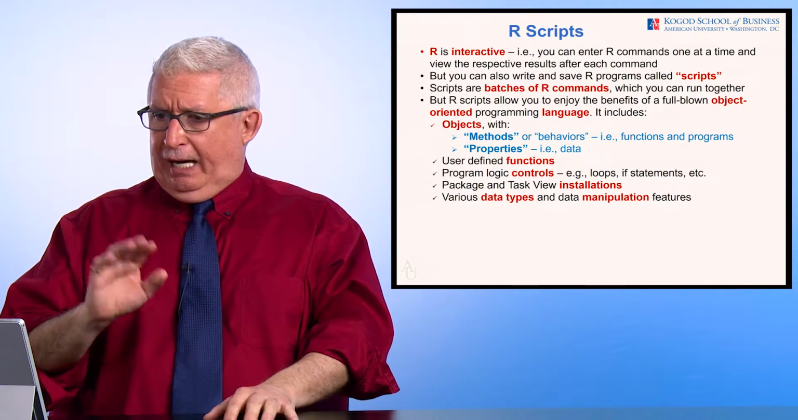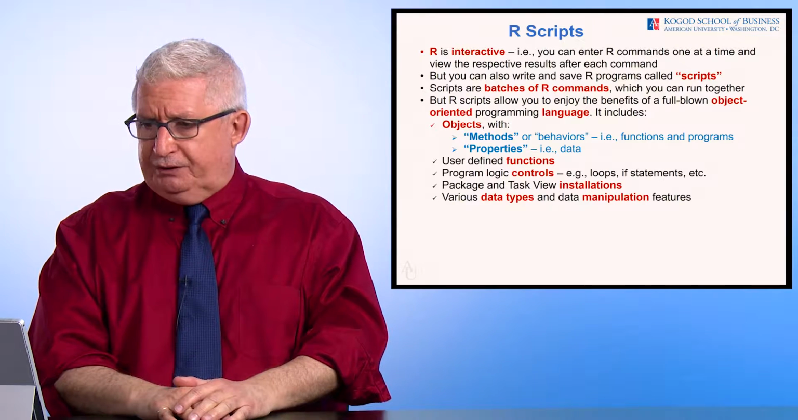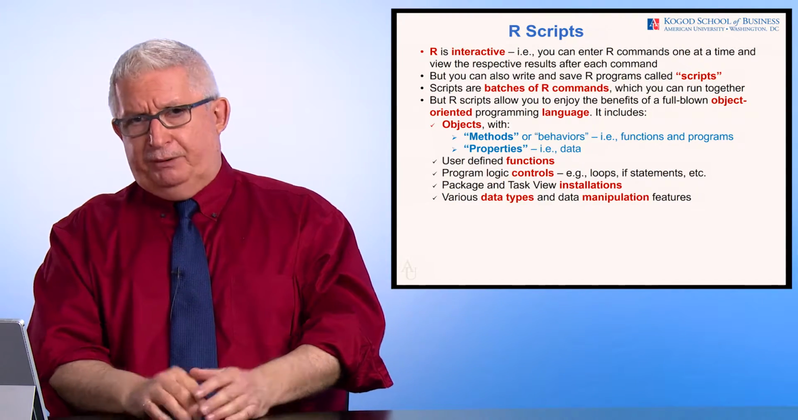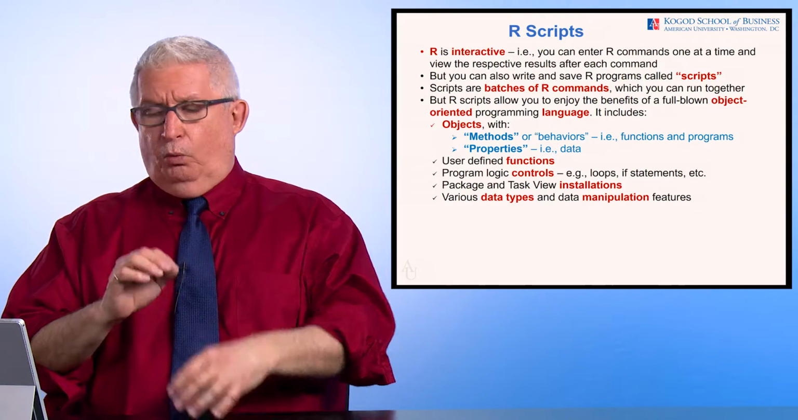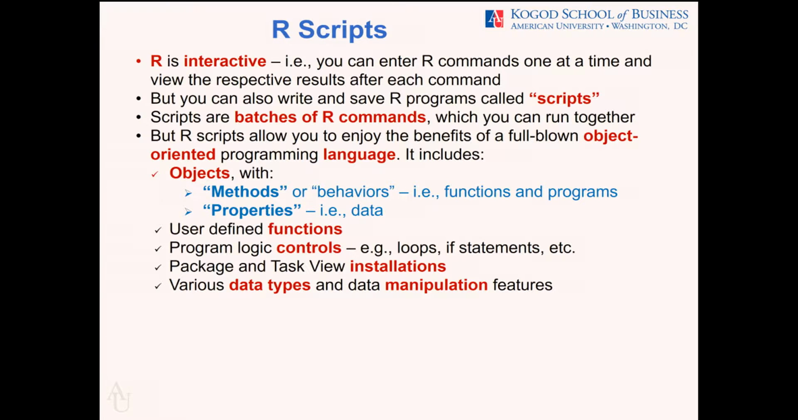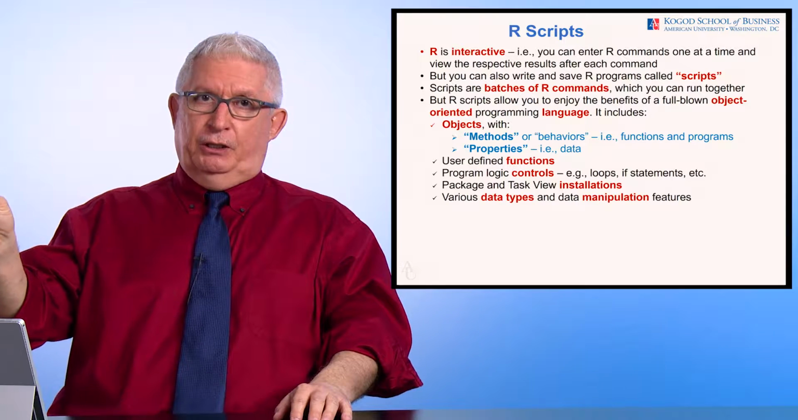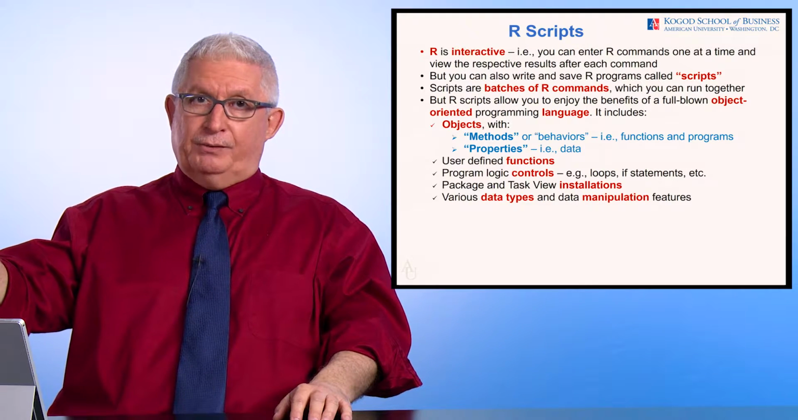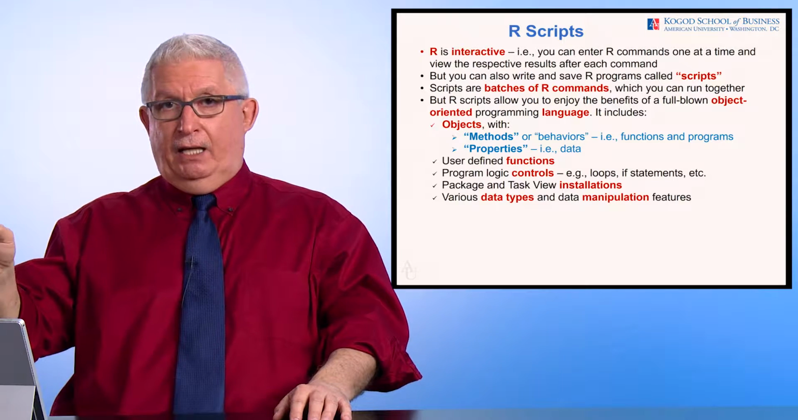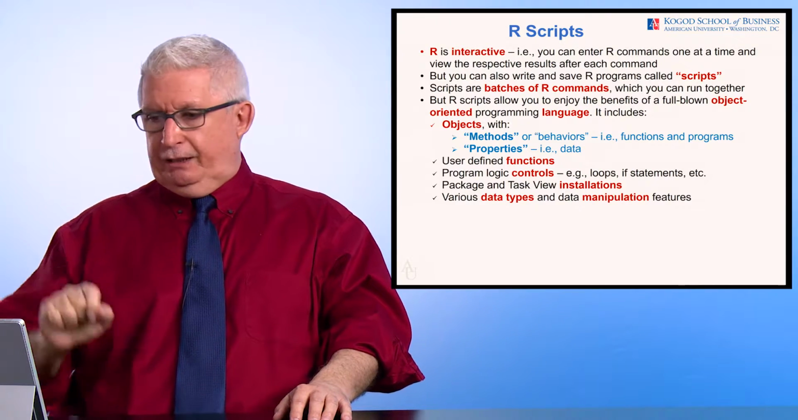R is an object-oriented language, as I was explaining before. An R script is a batch of commands, and what you do when you work with R is you work with objects. Objects have methods and properties. Methods are functions and programs that are embedded within the objects, and properties are data that are embedded within the object. When you create an object, you can invoke functions within those objects, little programs to do little calculations, or you can retrieve data that is contained in those objects.